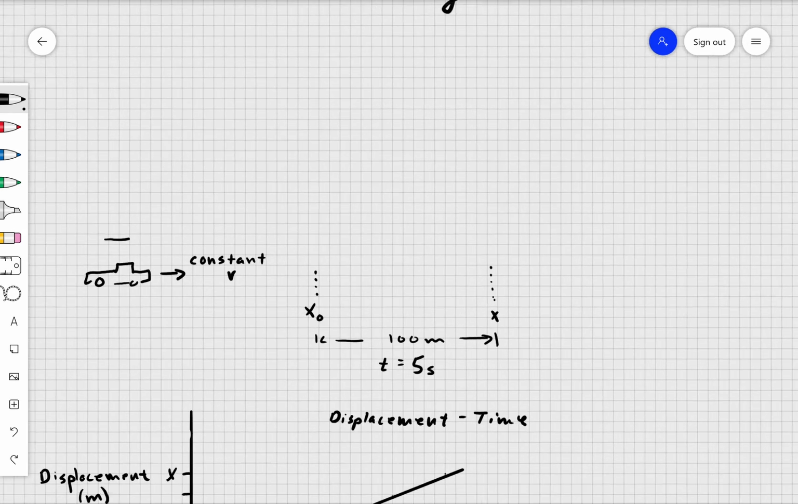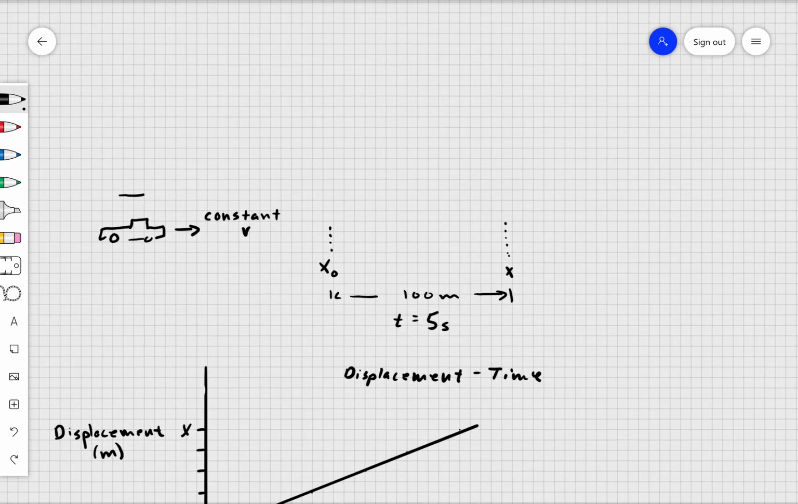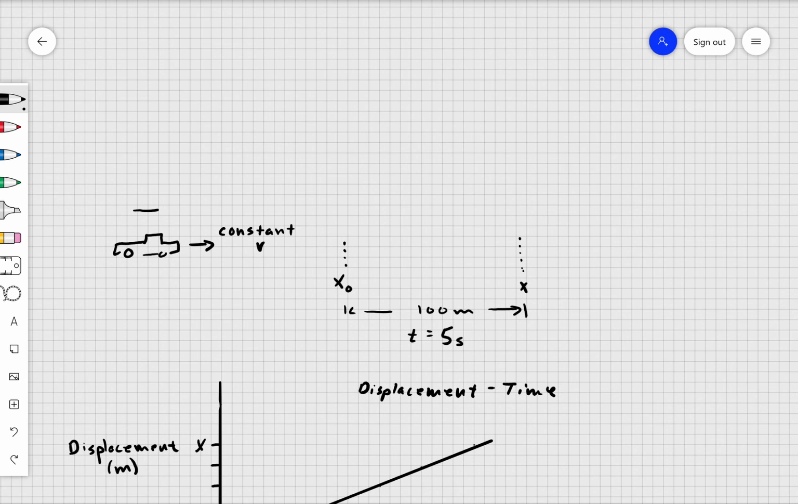Looking at a little bit different situation now. So let's imagine that we have a vehicle, and this vehicle is moving to the right with constant velocity. So it's not speeding up, it's not slowing down or changing direction, it's moving in a straight line with constant velocity. And we evaluate the motion of this car as it passes a point we've designated our initial position, x naught, and 100 meters to the right it passes our final position, x, and this time was 5 seconds.